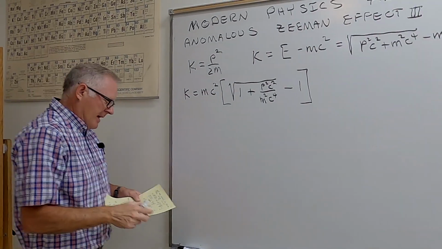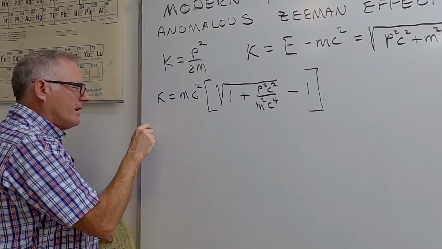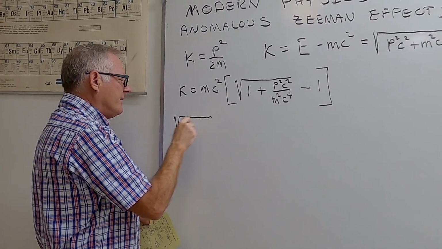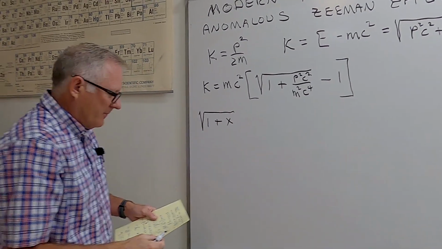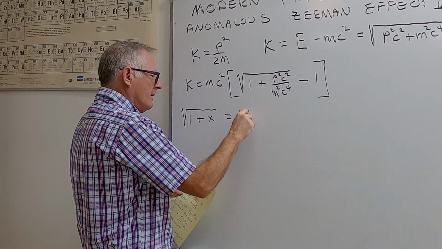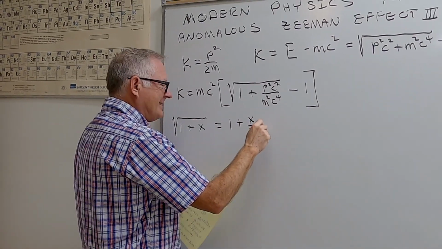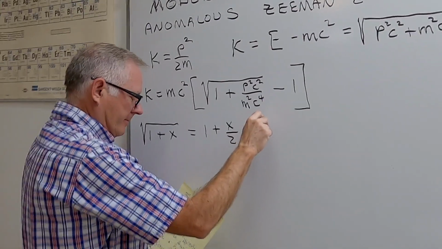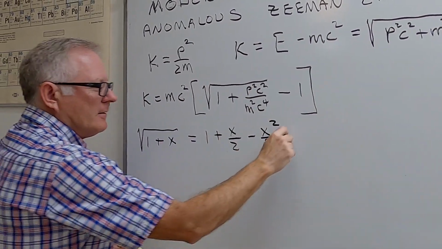Okay, now this is a small term right here. So if we look at something like the square root of 1 plus x, where x is small, and put it in a series, this is just 1 plus x over 2 minus x squared over 8 plus dot, dot, dot.